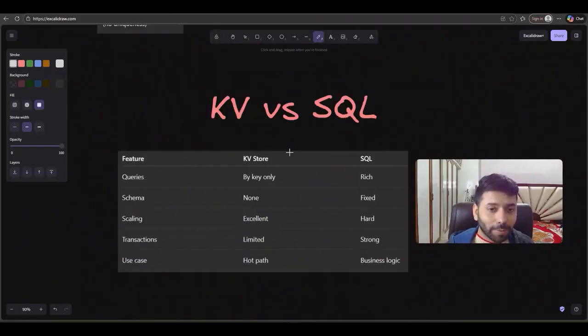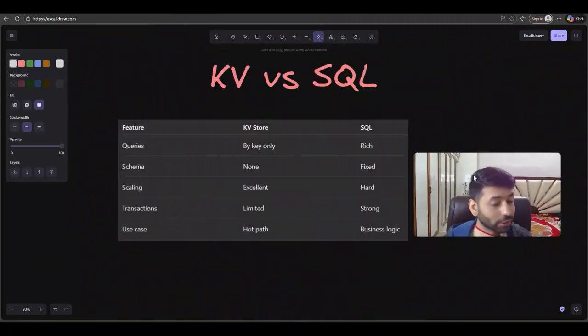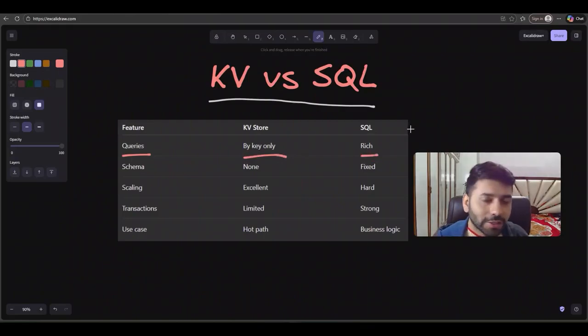Now next let's compare key value database with the SQL database, because till now we have studied about SQL database and we know a lot of things about SQL database. So let's compare both of these so that you get more clarity about it. Okay, so first feature is the queries. In key value database you basically query only based on keys, okay, whereas SQL is rich in queries. You saw earlier in this video we wrote multiple queries. Even for joins we wrote different queries, right?